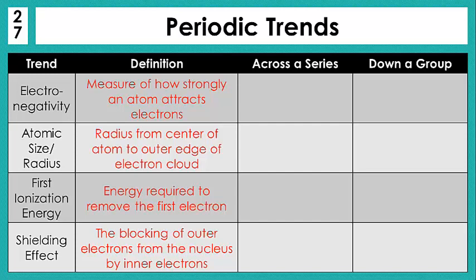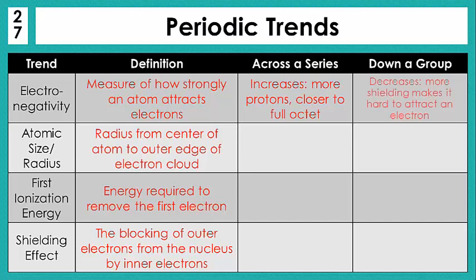So for electronegativity, as I go across a row, I'm getting more protons and I'm also getting closer to a full octet. So this means a stronger attraction, which means higher electronegativity. As you go down a group, we're getting more and more layers of electrons, so the shielding effect is increasing, meaning it's much harder to attract an electron. Electronegativity decreases.